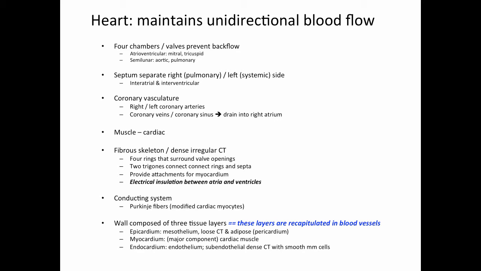And the heart wall itself is composed of 3 tissue layers. There's an epicardium, which is composed of mesothelium, loose connective tissue, and adipose. That makes up the pericardium. There's the myocardium, the major component of the heart wall. That is essentially cardiac muscle. And the endocardium, which consists of endothelium that lines the chambers of the heart. There's a subendothelial connective tissue with some smooth muscle associated with it. And just as the heart is divided into 3 basic layers, those layers are recapitulated in the blood vessels. And when we talk about the blood vessels in a later podcast, you'll appreciate that.